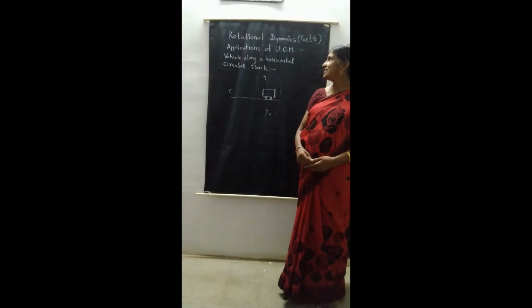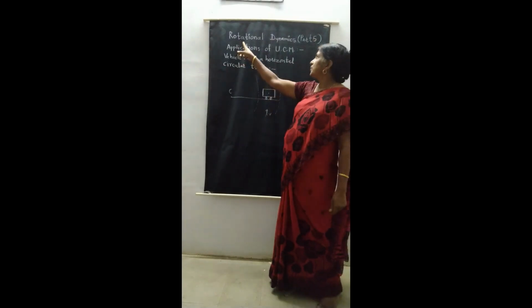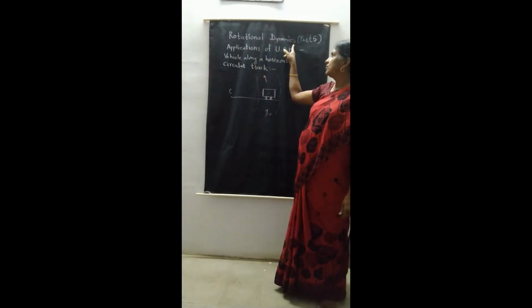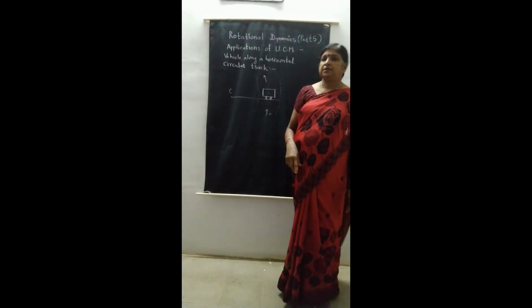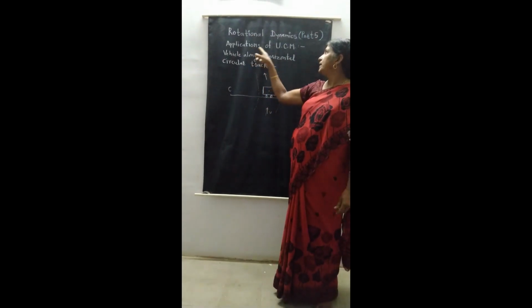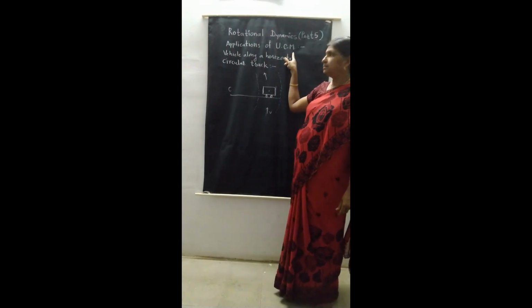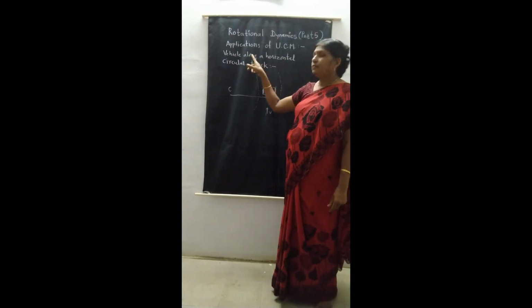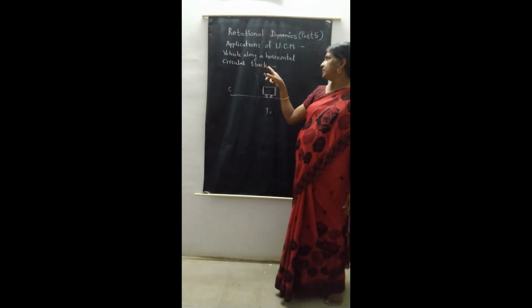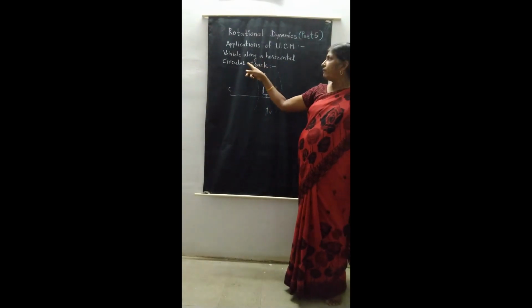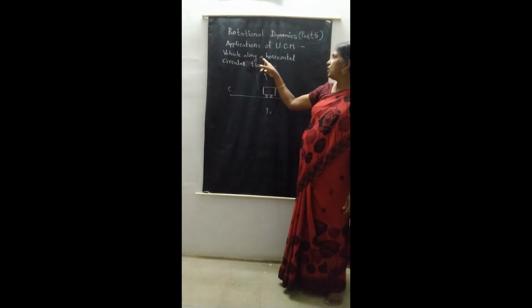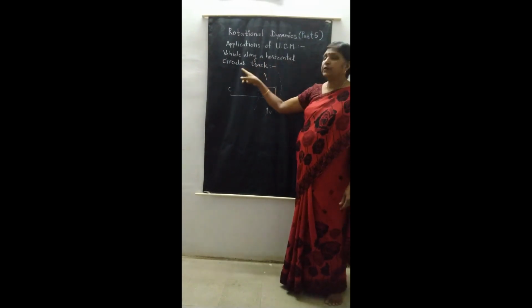Hello students, under the chapter Rotational Dynamics, today we are going to discuss the applications of uniform circular motion. Here we are going to consider the motion of a vehicle along a horizontal circular track.